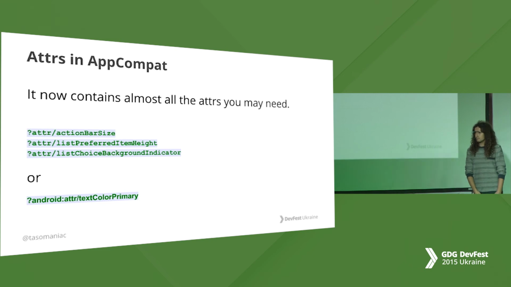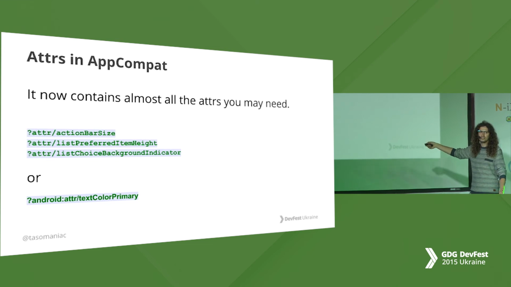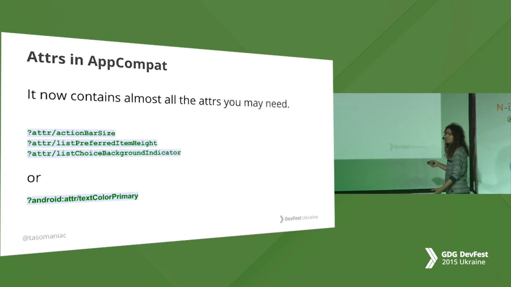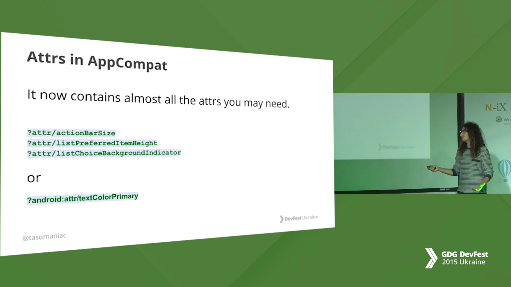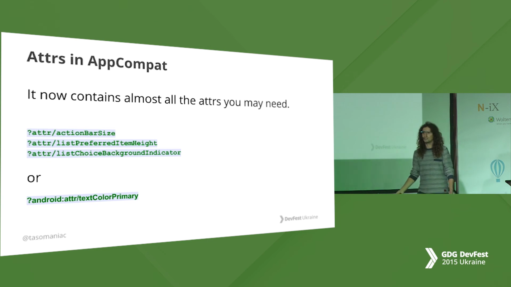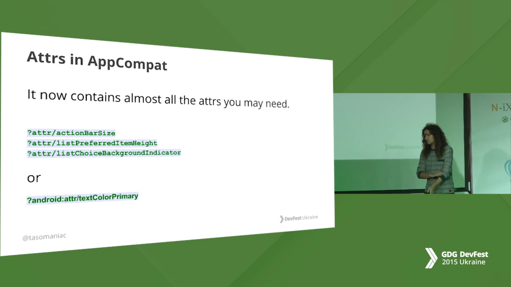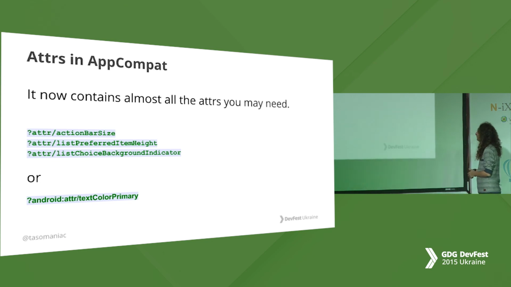So how would you find which one is available in Appcompat and which one is not? There is actually not a good way to detect it. You will just delete the Android tag here and see if it compiles. Yeah, if it compiles, you may want to use the Appcompat version because it will be available down to API level 7. Yeah, that's the only way.